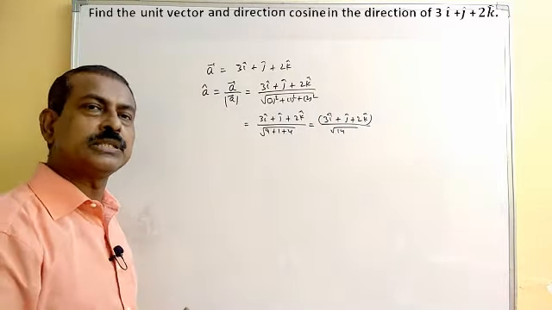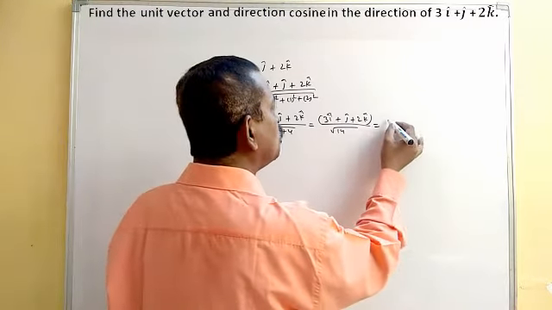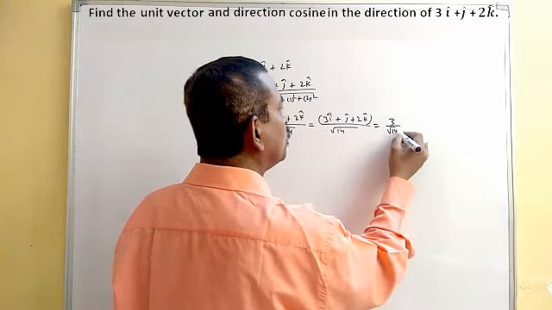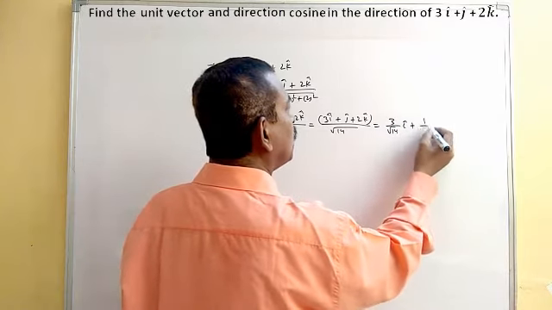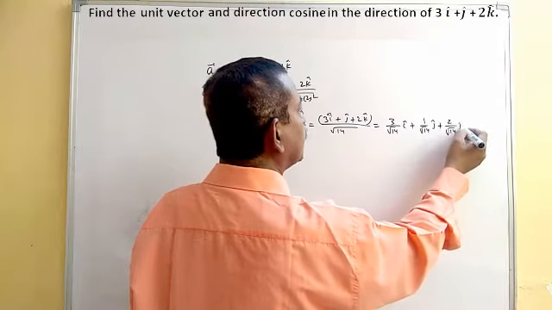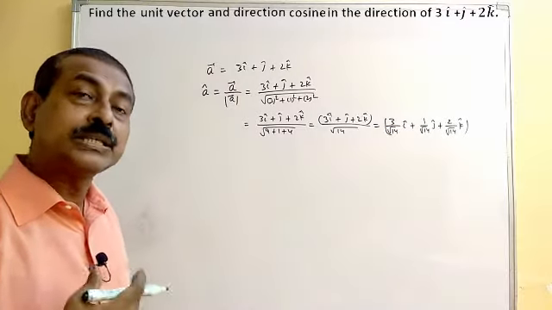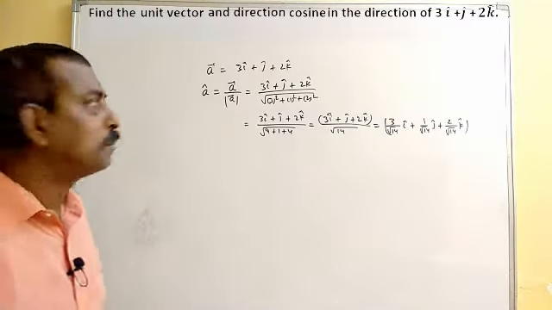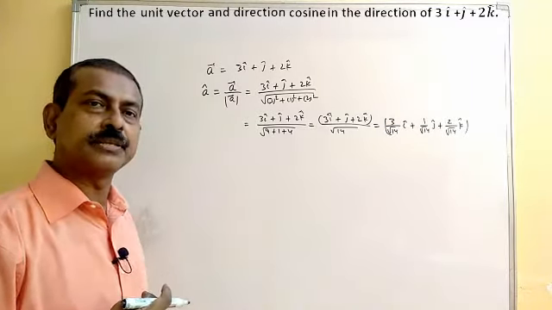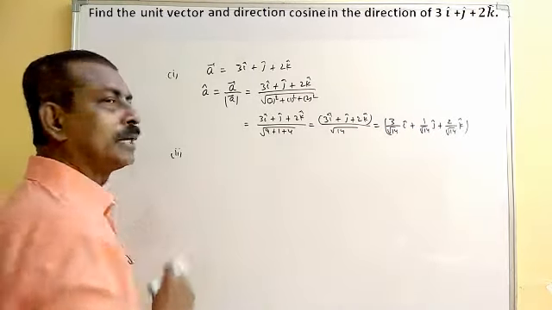So this is the unit vector there. Of course, you can separate the terms there. You may write this as 3 by root 14 i plus 1 by root 14 j plus 2 by root 14 k. This is the unit vector. What is direction cosine? Because in the second part you have to find the direction cosine there. This is the first part, and suppose you have to take the second part.